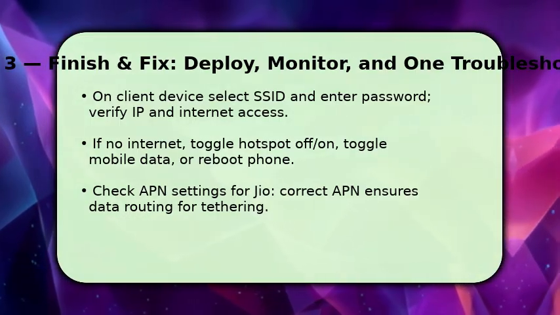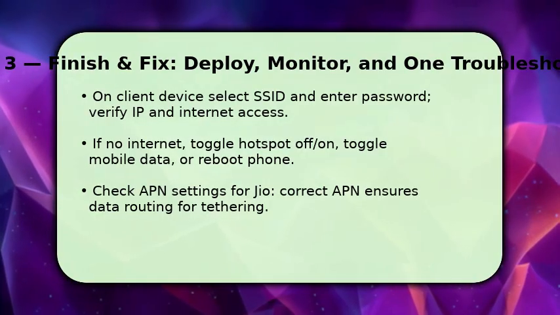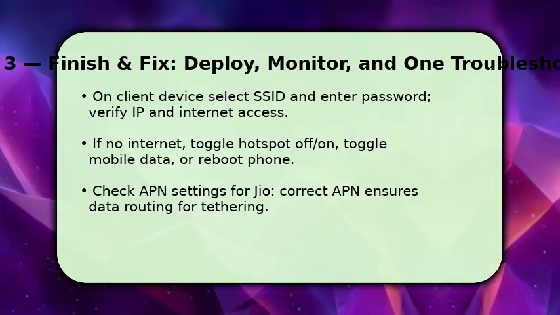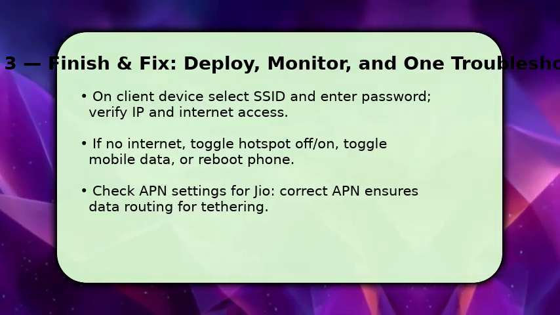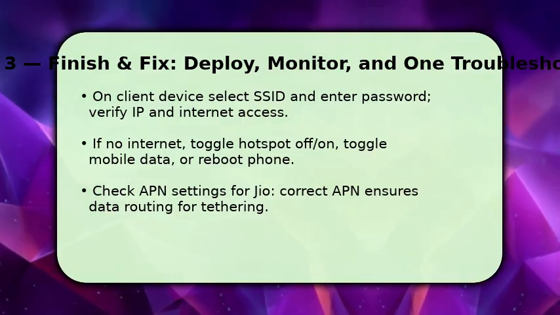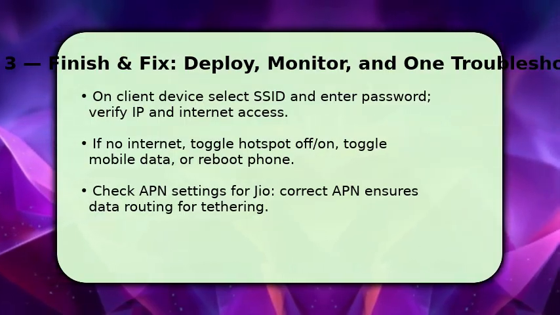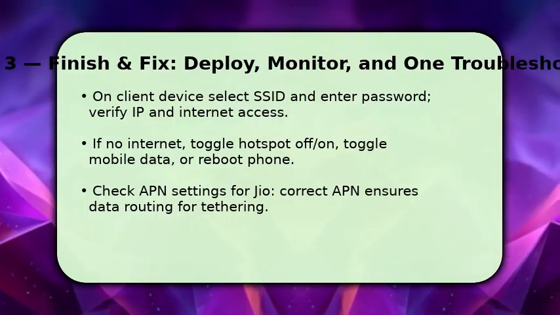If you see an IP but no internet, toggle the hotspot off and on, toggle mobile data, or reboot the Geo phone. These quick resets clear common issues. Also check the Geo APN settings. An incorrect APN can allow association but prevent data routing. If problems persist, test with another device to isolate the fault.